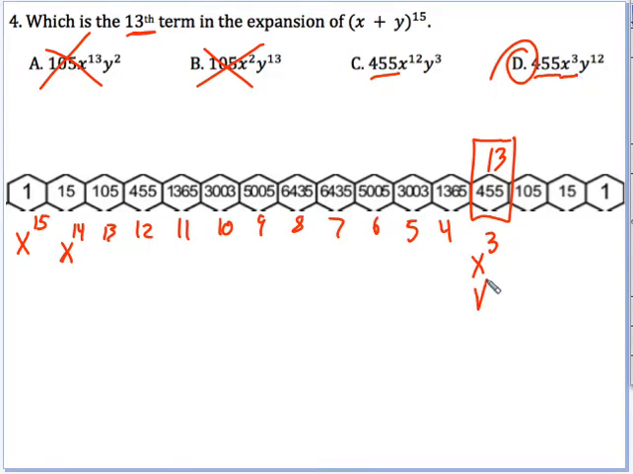Let's check for y12. Well, this term would be y to the 15th power, y to the 14th, y to the 13th power, and this one would be y to the 12th power. And that is what I have there. Okay, don't forget on how to expand your binomials with Pascal's triangle.